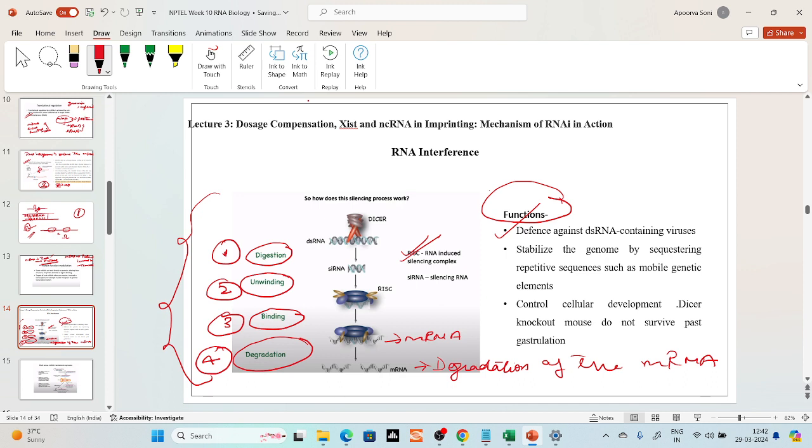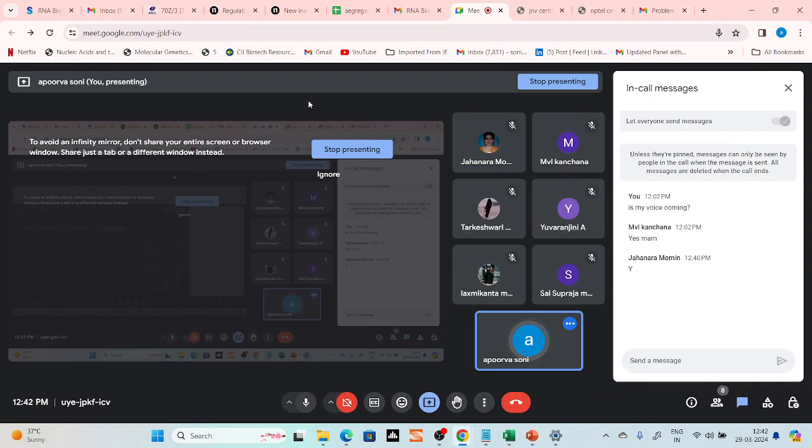What is the second thing? It stabilizes the genome by sequestering repetitive sequences such as mobile genetic elements. That means if there are a lot of repetitive sequences present in the genome, then that is also a problem. If there are a lot of mobile genetic elements, then that is also a problem. Can you tell me what are the mobile genetic elements which are present in our body? There's a term for mobile genetic elements. Can you tell me what that term is? What are they called?